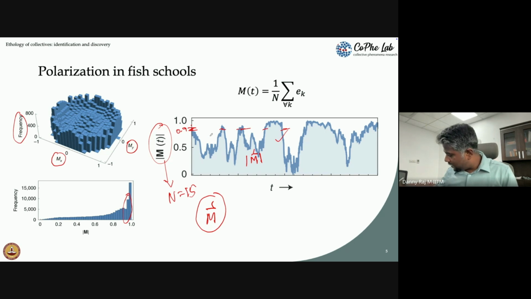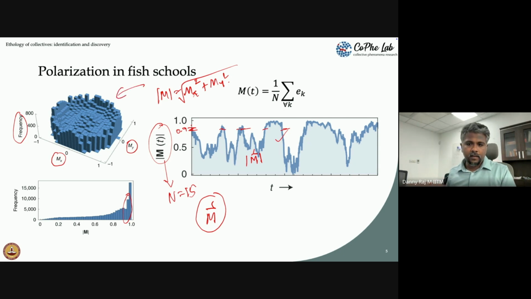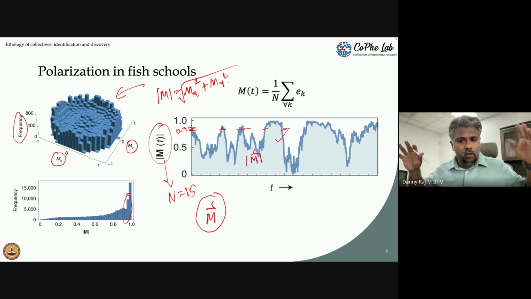Now, I can do the same calculation for the vector order parameter, which will have mx and my. What did I do to get m? Basically I took mx square plus my square and took the square root. Now, if instead of doing that, I took mx and my and looked at the combination of them and asked what is the frequency, you get this plot. All right. So these are all analyzing the data that you have. So you already moved from individual elements to a group.